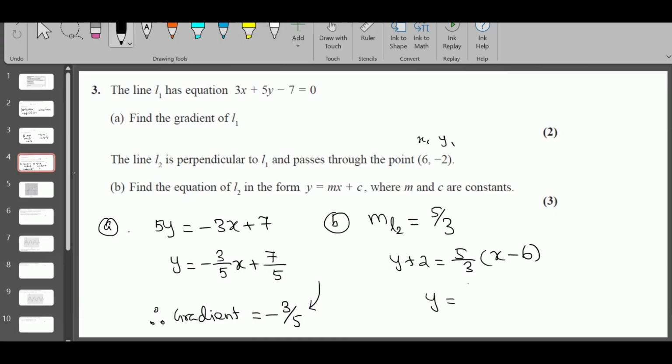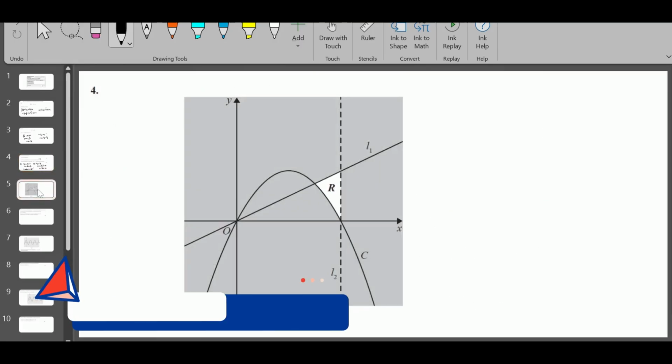So, y is 5 over 3 x. When you multiply these two, you're going to get 30 over 3 is 10, minus 2, minus 10 minus 2, minus 12. That's another 3-mark question.